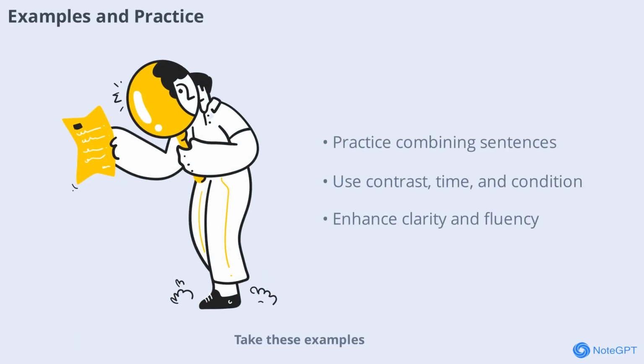Take these examples. "The leader told me that the strike was going to be called off." Here, the dependent clause "that the strike was going to be called off" is linked to the main clause. Another example, "Though he is not educated, he is well experienced." The word though introduces a contrast.